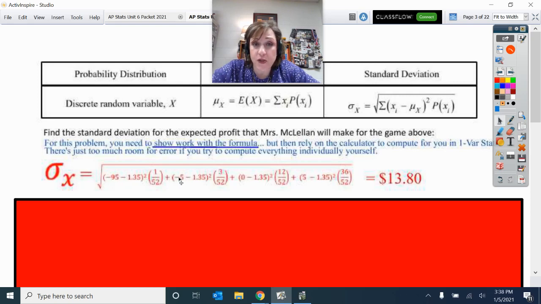The next one, I lose $5. Lose $5 minus my mean, quantity squared times its probability, plus the next one. The next one's a break even. Remember that? Minus the mean, quantity squared times that probability, plus the next one, I win. I bring in $5 minus the mean, quantity squared times that probability. And once I sum all of those up, that's the variance. And so then I square root it to get the standard deviation, which was $13.80.